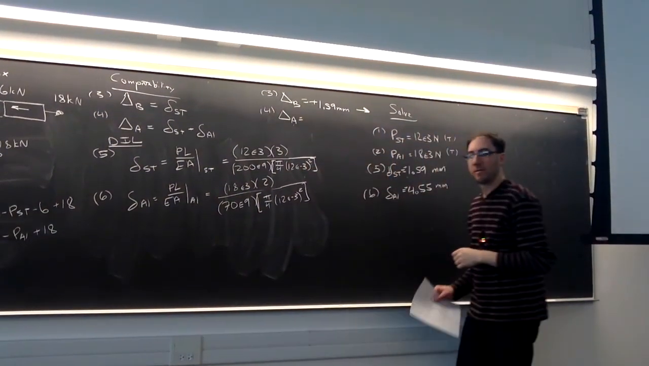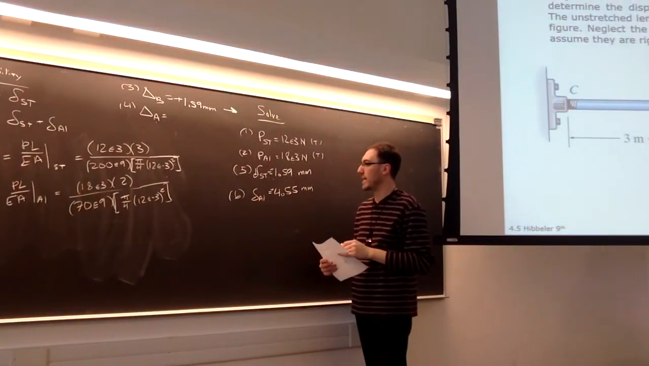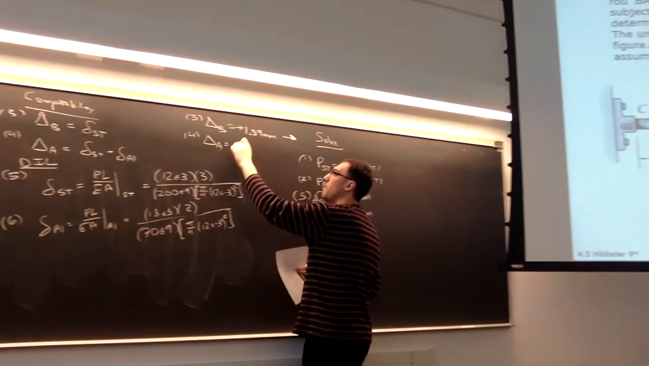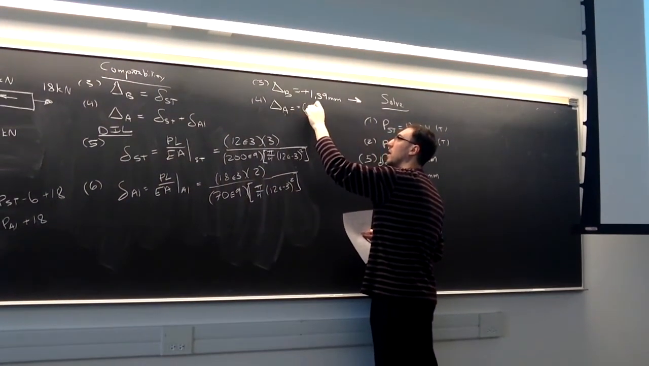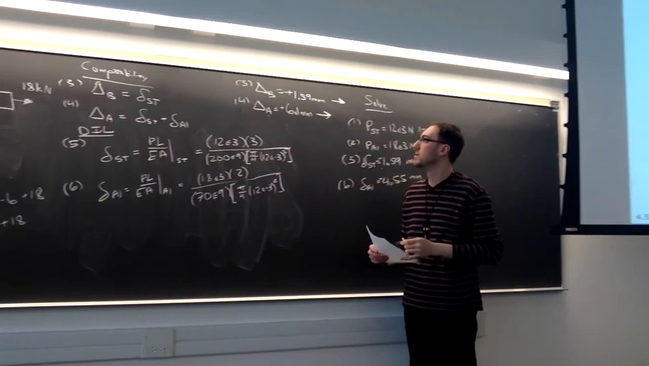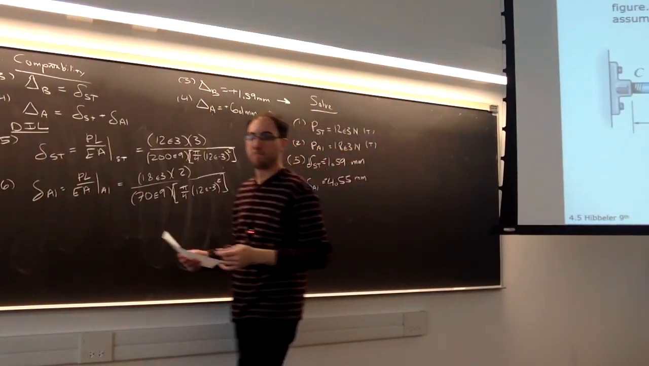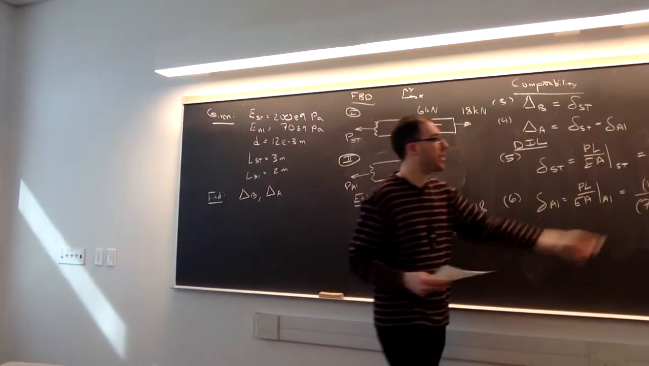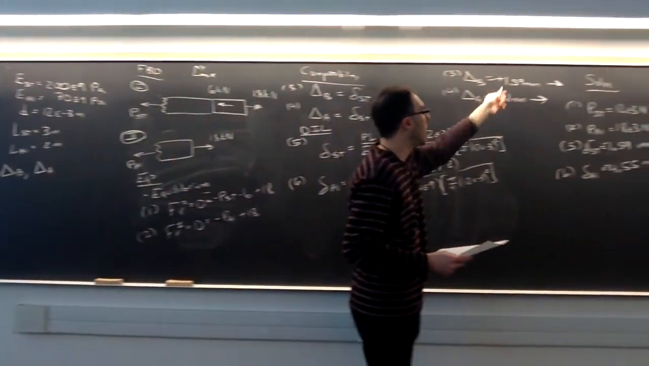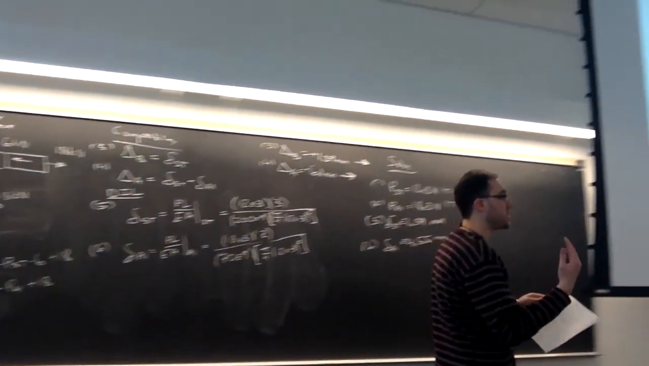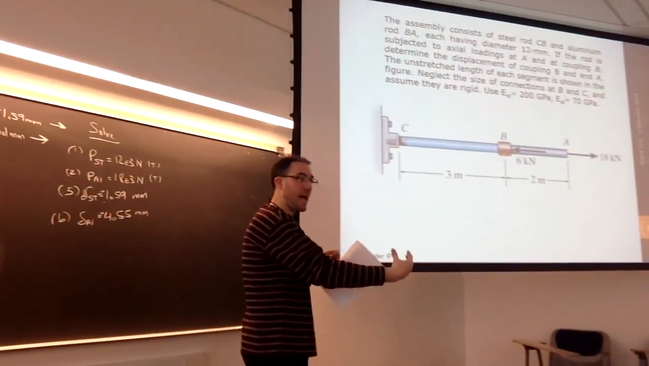Now we add them for the total travel of point A. We add delta steel plus delta aluminum is 6.1 millimeters. And that will also be to the right. For these, we do want to interpret which direction are they traveling. Since they're both expanding, then point A is being pushed to the right or expanded to the right.